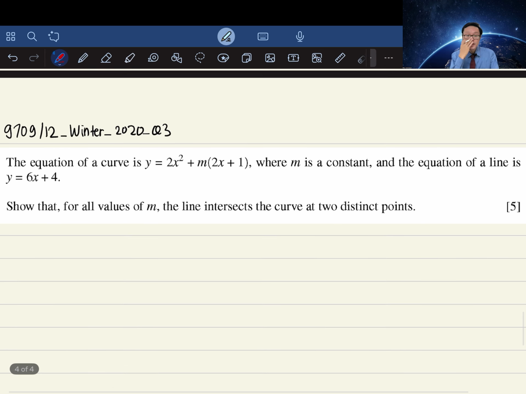This one is a little bit different. We have another equation, the curve, and we have m there, and the line. Now, instead of finding the value of m like before, we want to show that for all values of m, the line intersects the curve at two distinct points. So, how do we solve this?